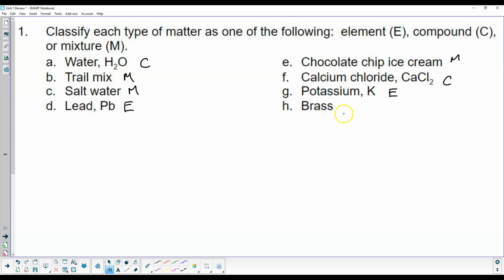Brass, believe it or not, is a mixture. A lot of people think brass is an element, but it's not on the periodic table, and it's not even a compound. It's a mixture of two elements, nickel and, or no, I'm sorry, it's zinc and copper. And so the varying amounts of zinc and copper gives it different properties. So that's the first one.